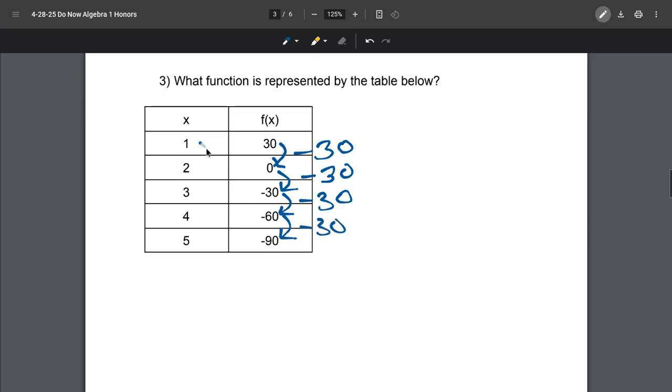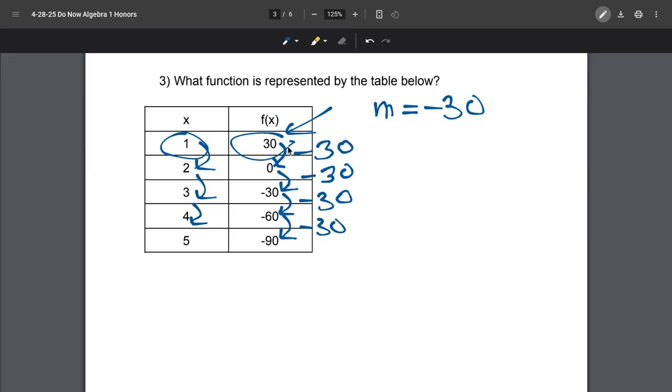And as we go up 1 in x, we go down 30. So this is going to be a linear function, and our slope is going to be negative 30. Now you got to be careful here, because you might just pick the first value here and say, well, okay, that's for the first value of x, so my b value is 30. But that's actually not the case, because x equals 1 here.